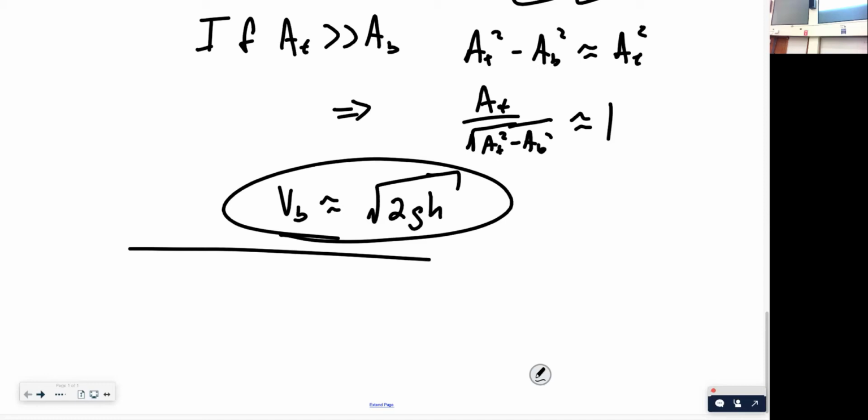Your challenge problem is, without even making the assumption that AT is much, much bigger than AB, what would the shape of a container be such that the velocity out the bottom is a constant at all times, with no approximations? What would that container look like? So A is a function of T. A is a function of height, of Y, as you go up.